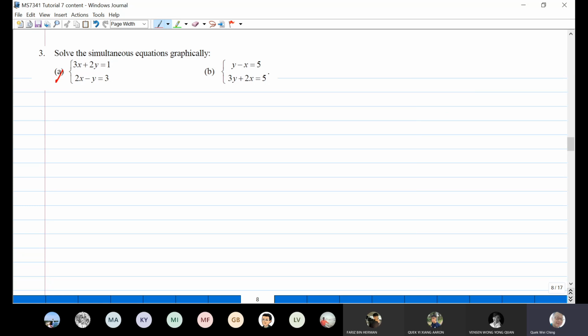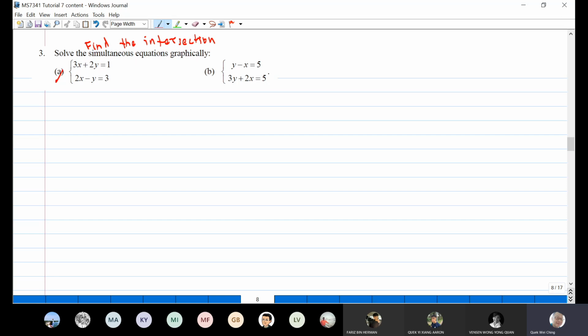Solve the simultaneous equations graphically. So what does it mean? When people ask you to solve simultaneous equations, the meaning of solving is to find the intersection. Why is it to find the intersection? Because there are two straight lines there.